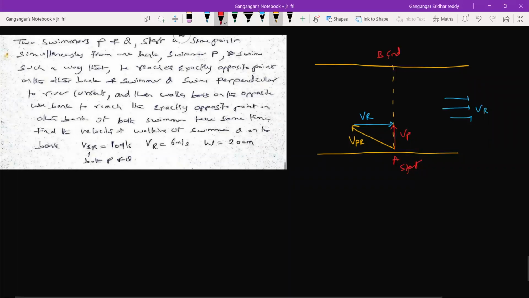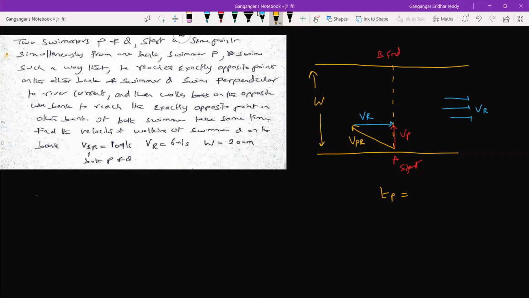Now come to swimmer Q. What about swimmer Q? Swimmer Q swims perpendicular to the river current. Directly here only, you write it. What is the time taken by swimmer P? Anybody have the value? 15 seconds, sir.